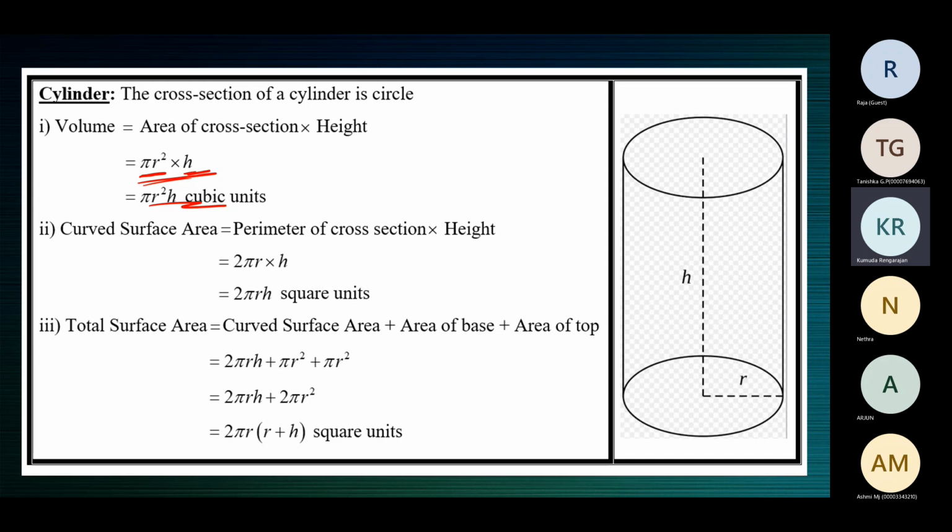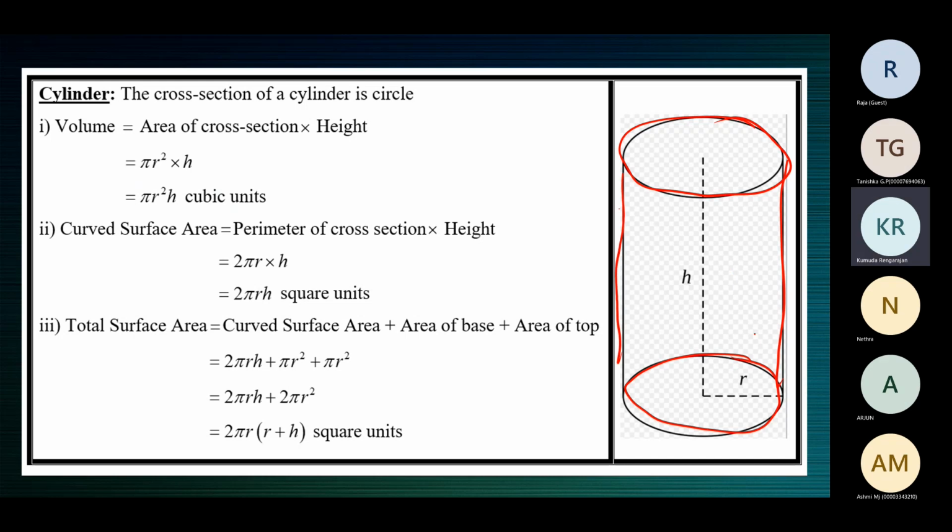Curved surface area. The entire cylinder is made up of three parts. One is the curved surface area, then the area of the circle on the top, and the area of the circle at the bottom. So you can look at the cylinder in three different parts. The curved surface area is this portion, not including the circle on the top and the circle at the bottom. The rest of it is the curved surface area.